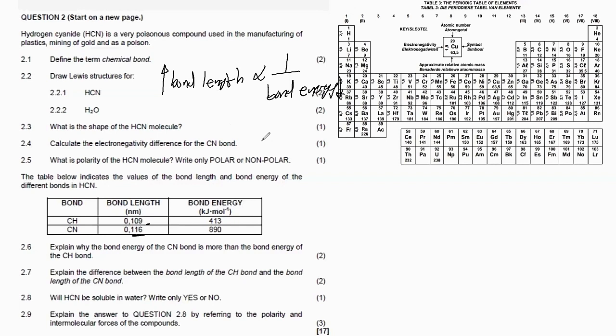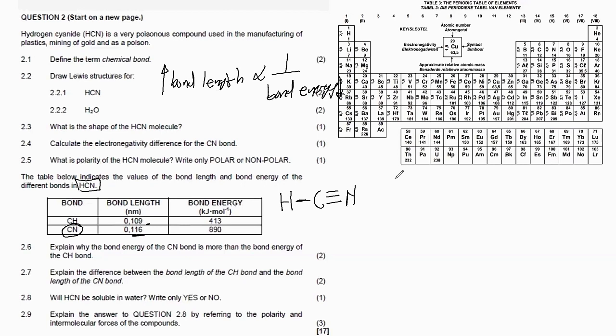We know, and this is a fact, that bond length is inversely proportional to bond energy, but then why is this relationship not being respected here? So we're going to have to check and find out that the CN that we are talking about here, the CH and the CN, have been taken from the HCN. They're saying the table below indicates the values of the bond length and the bond energy of the different bonds in HCN. So remember, with the HCN, we had a single bond here, and then we had a triple bond between the carbon and the nitrogen.